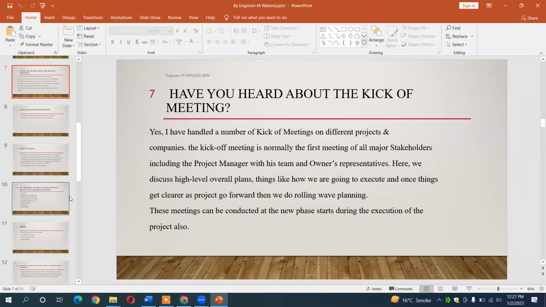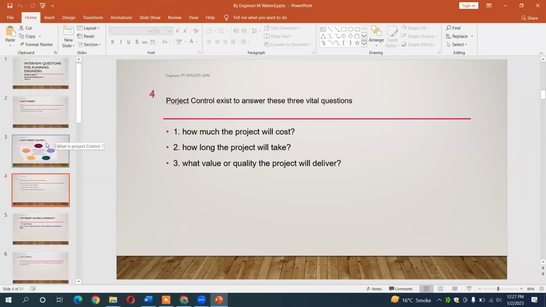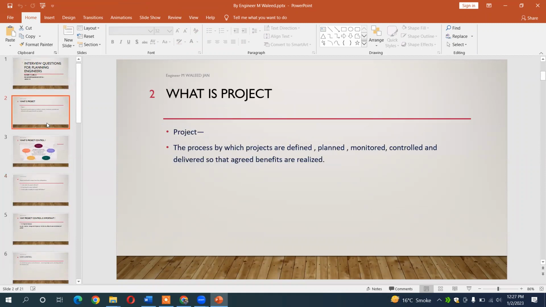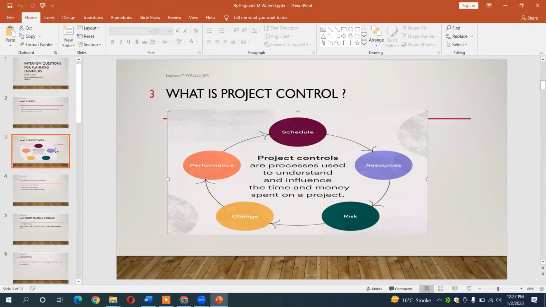Another question is why we need project control, and why we require project planning. Remember project planning and scheduling: why do we need scheduling? We need scheduling in order to plan the project, monitor the project, deliver the project, and mitigate the risk that normally affects our cost and our schedule. What is project control? In Primavera P6, we normally control our whole project. Project control is the set of processes used to understand and influence the time and money spent on the project.